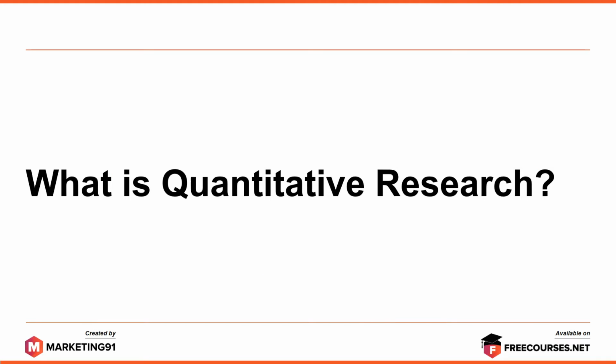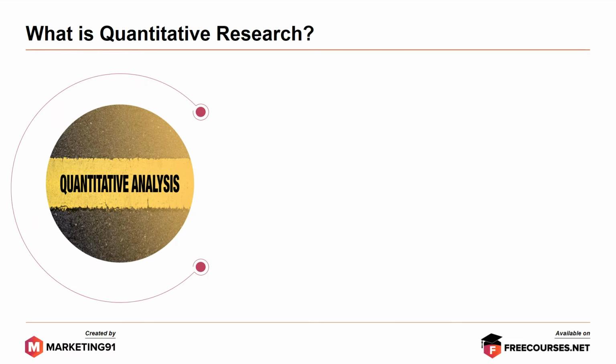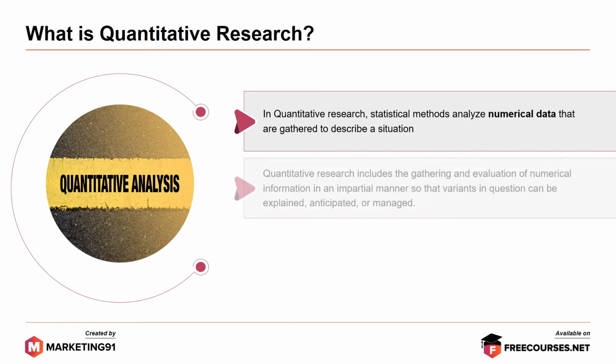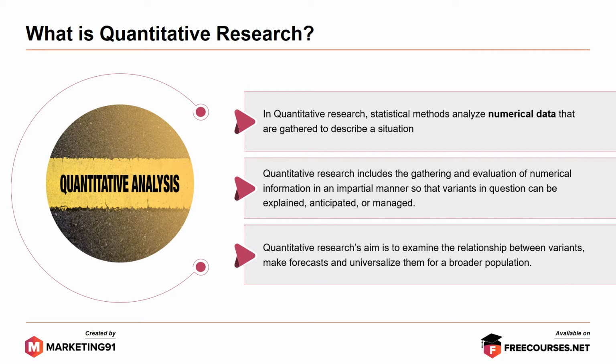Hello and welcome to marketing91.com. In this video, we are going to cover the topic on qualitative and quantitative research methods. Now let's start with what is quantitative research. In quantitative research, statistical methods analyze numerical data that are gathered to describe a situation. Quantitative research includes the gathering and evaluation of numerical information in an impartial manner so that the variance in question can be explained, anticipated, or managed. Quantitative research's aim is to examine the relationship between variance, make forecasts, and universalize them for a broader population.